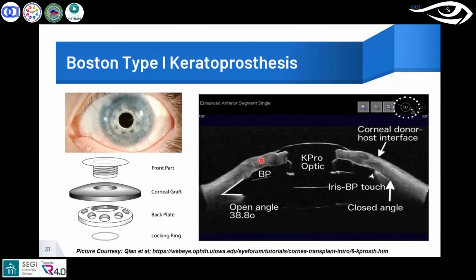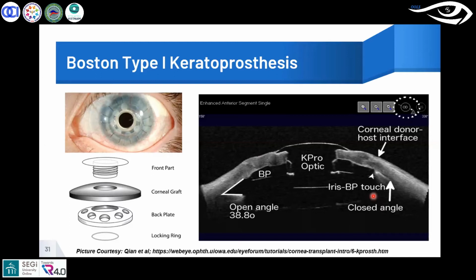Next, we have Boston type 1 keratoprosthesis. I had told you I'll show you how a keratoprosthesis would look. So this is how it would look. So this is Boston type 1 keratoprosthesis, but there are also other types of keratoprosthesis like Osteo-Odonto-Keratoprosthesis, which I'll be showing in another slide. So here we have four portions: the front part, corneal graft, back plate, and a locking ring. All of this is clearly visualized in an AS-OCT.